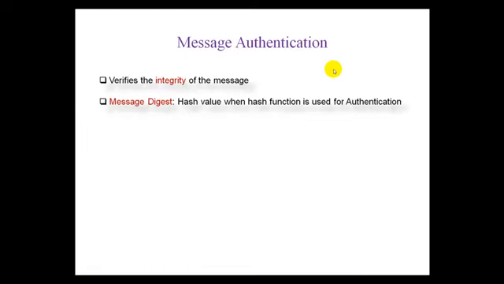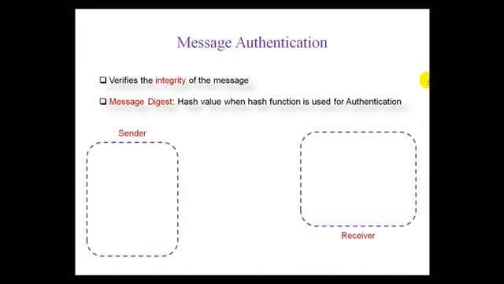In message authentication, a hash function is used to verify the data integrity, and when a hash function is used to provide message authentication, the hash function value is referred to as the message digest. Of course, message authentication assures that the data received are exactly as they were sent.